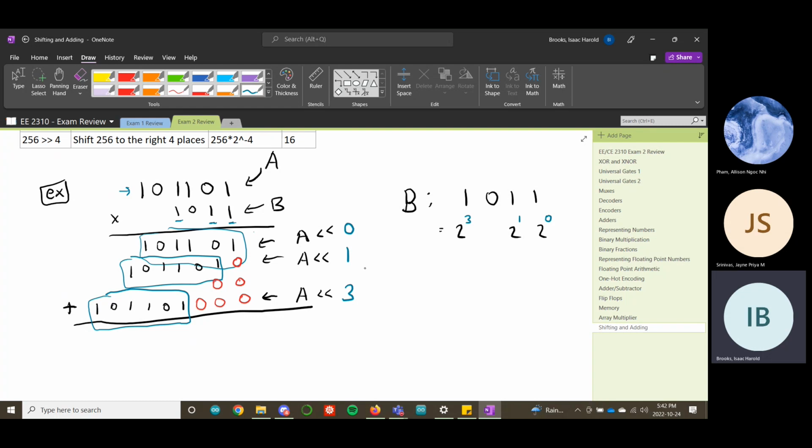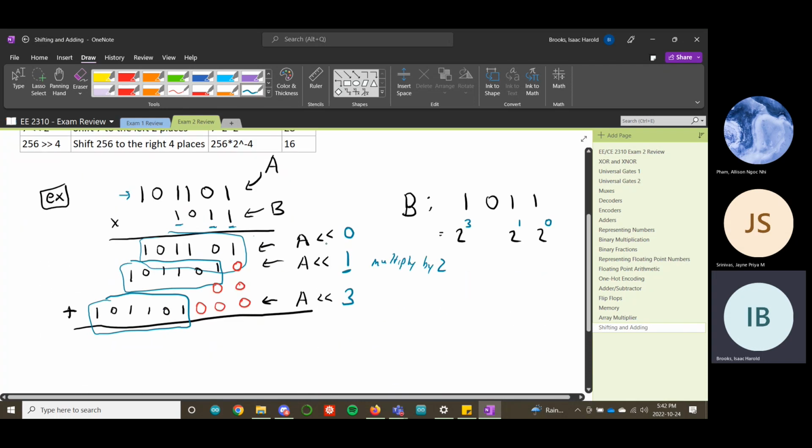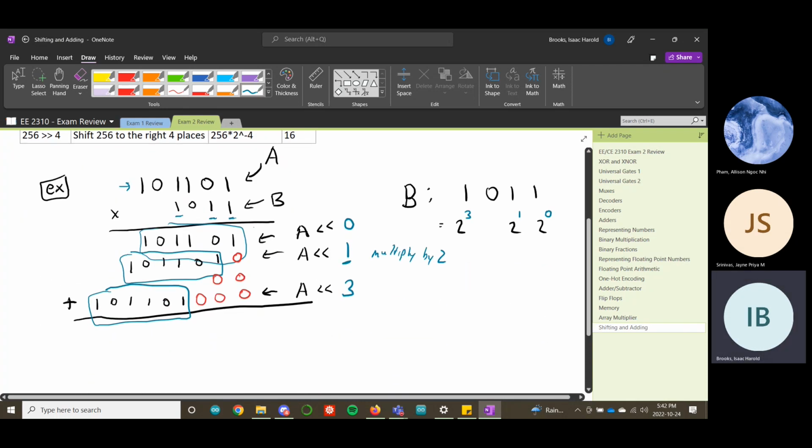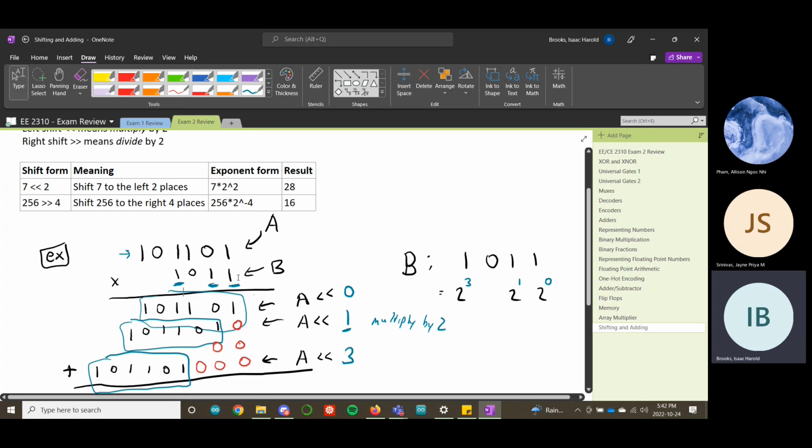So working in binary, shifting left once is the same as multiplying by 2. Shifting left 3 times is the same as multiplying by 2 3 times. So this is how you can implement multipliers using bit shifters and adders by shifting a number of times equal to how many 1s are in the second number, and then just adding all of the results. So that's a little bit simpler than doing the piecewise multiplication like we do by hand.